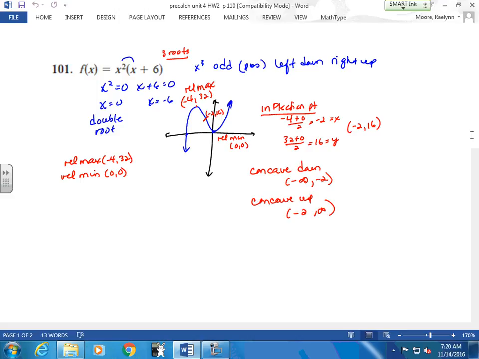Find your relative max, relative min. Take the average of the x's, and then find the y.